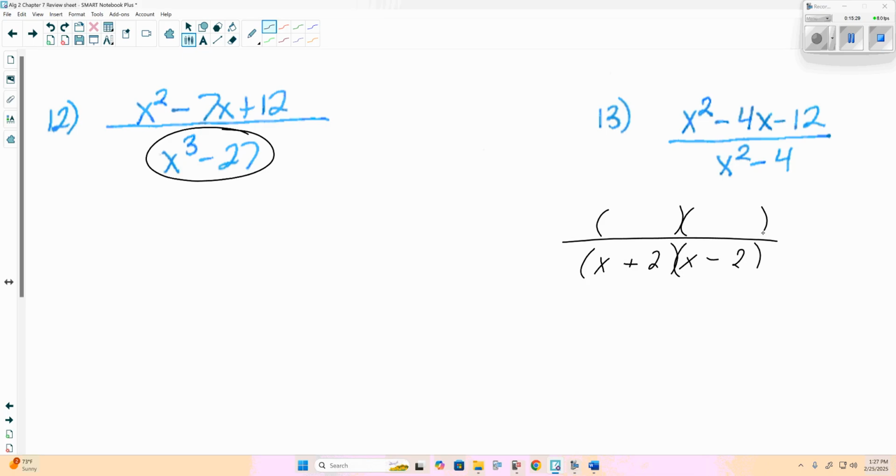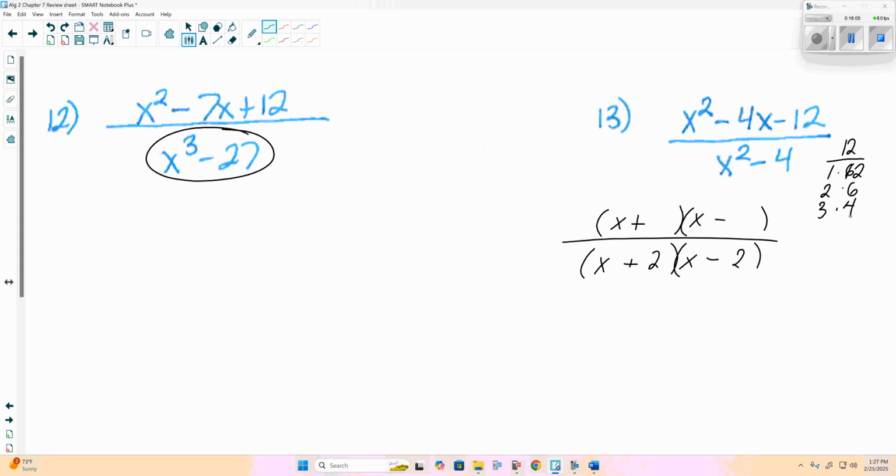All right guys, focus in. X squared minus 4x minus 12. So since the third term is negative on top, our factors for its signs are going to be opposite. One's going to be positive, one's going to be negative. Factors of x squared, x and x. Now the factors of 12 are 1 and 12, 2 and 6, 3 and 4.